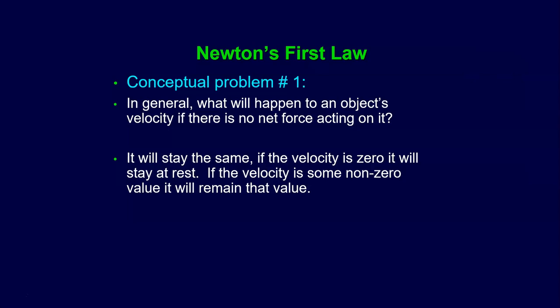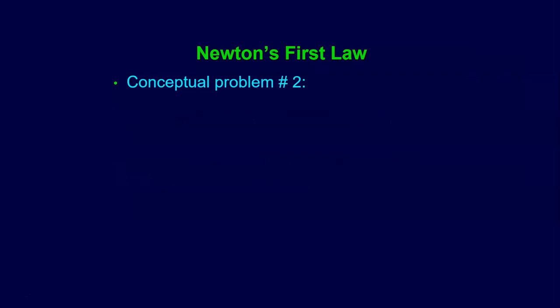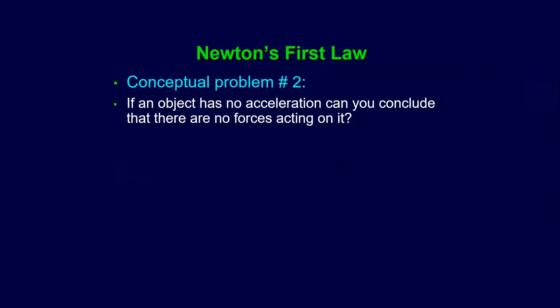And so this is a tricky thing to think about, but that's what's buried in this law: if there is no net force acting on an object, its velocity will remain the same. And its velocity can either be 0 or some non-zero value. And in both cases, it'll have to do that. So let's try another conceptual problem. If an object has no acceleration, can you conclude that there are no forces acting on it? So think about this one, and we'll talk about it in a second.